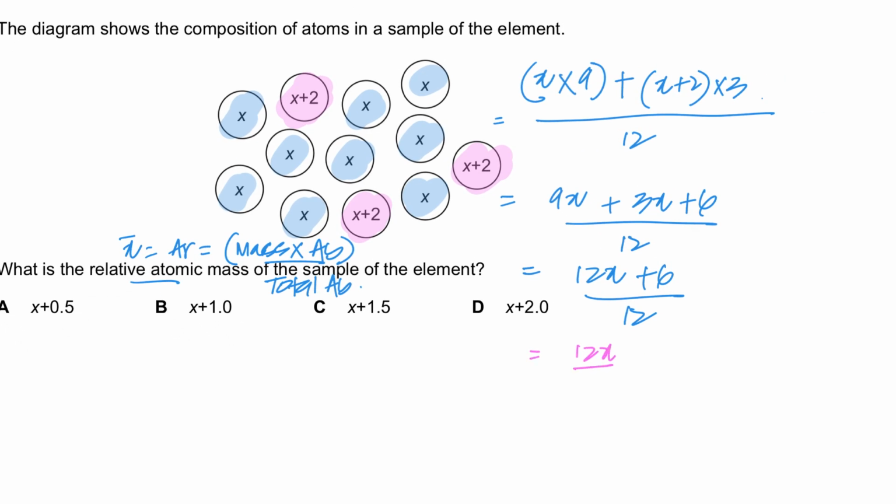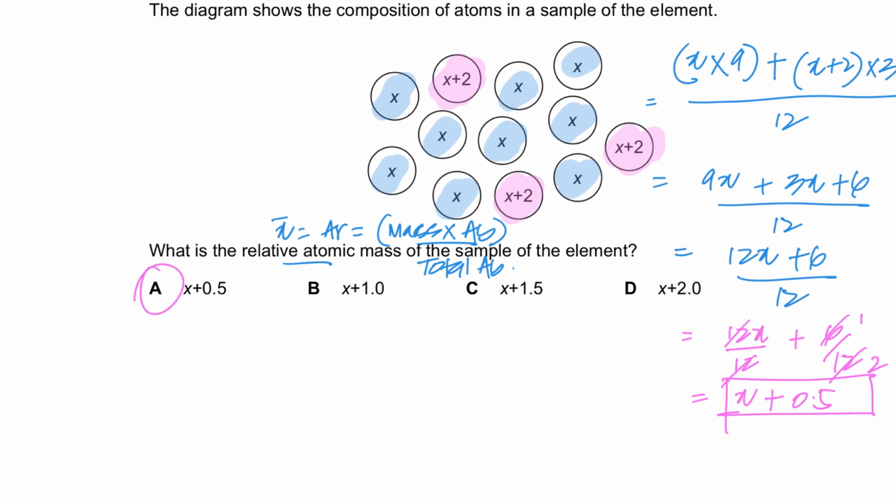12x plus 6 divided by 12. You could say, hey, let me just break this down. 12x divided by 12 plus 6 divided by 12. I can literally do that. You know, what do you get? X plus, as 12 and 12 cancel out, 6 over 12 is 1 over 2. So x plus 0.5. And boom shakalaka, what do you get? You get A as the correct option. Yeah.